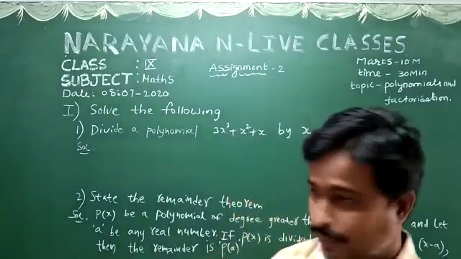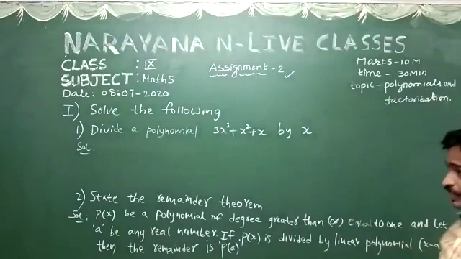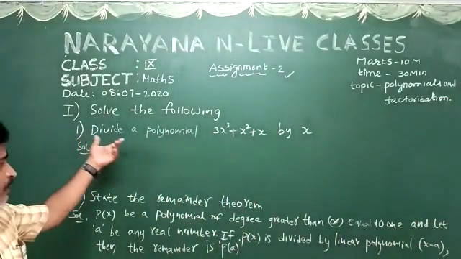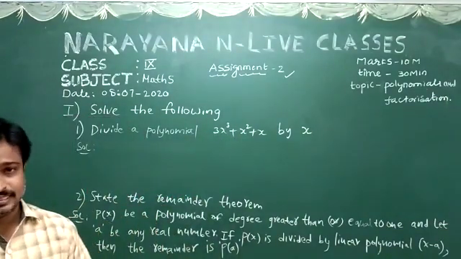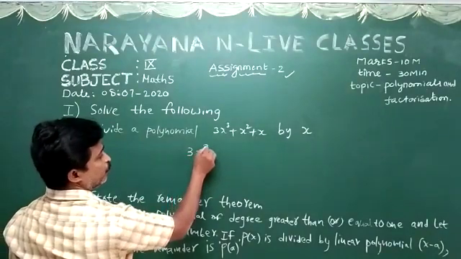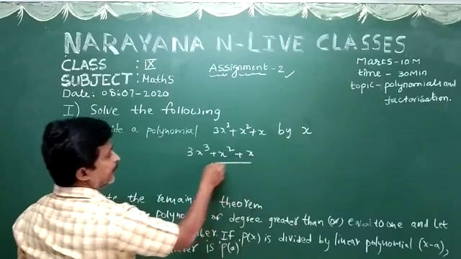Today I am going to explain assignment number 2 in polynomials and factorization. Coming to question number 1: divide the polynomial 3x cube plus x square plus x by x. So you are asked to divide 3x cube plus x square plus x by x.